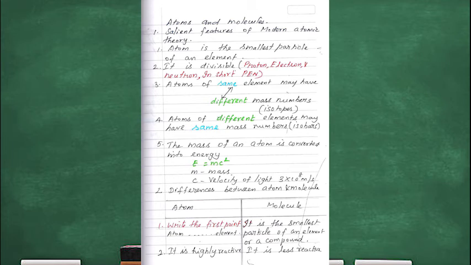In an atomic power station, what are they doing? They are breaking atoms and generating electricity. Then how will you know that it is breakable? Inside the atom, you remember the word PEN. P for proton, E for electron, N for neutron.